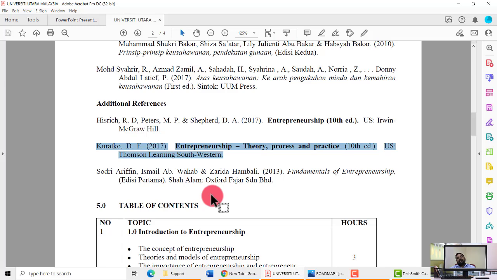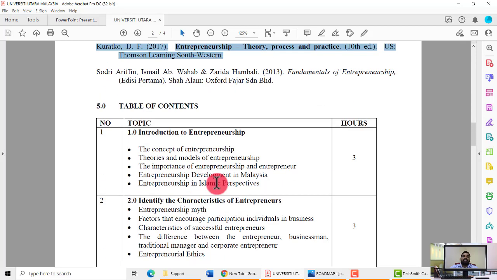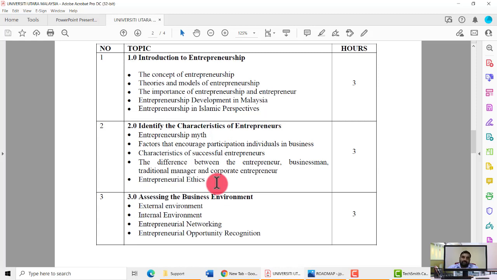Okay, let us see what topics you are going to learn throughout the semester. Altogether there are 11 chapters. First chapter is introduction to entrepreneurship. So you are going to learn about the concept of entrepreneurship, theories, models, and also the importance of entrepreneurship. You will also learn a little bit about entrepreneurship development in Malaysia. Basically, entrepreneurship development was accelerated or really stressed around the 1970s. Another one is entrepreneurship in Islamic perspective. So you will learn about the viewpoint of entrepreneurship in Islamic perspectives.